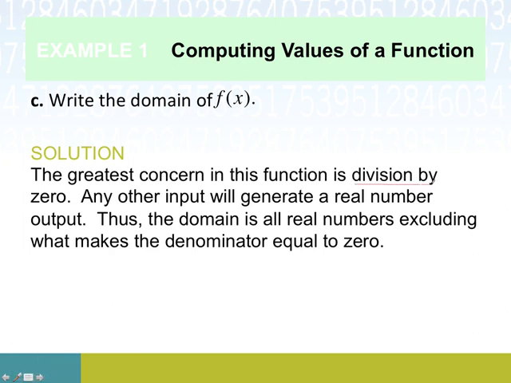It doesn't have any square roots in it, and nor does it have any, say, logarithms, which is, if you haven't been exposed to them before, a topic for later in the quarter. So any other input will generate a real number as long as it doesn't cause us to divide by 0. So here's our glass half full perspective. The domain is anything except what makes the bottom 0.